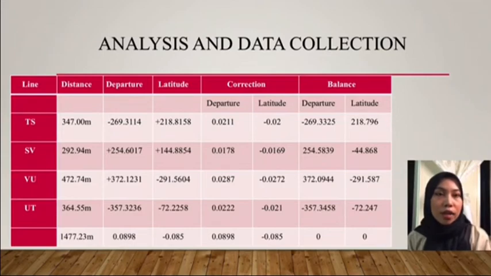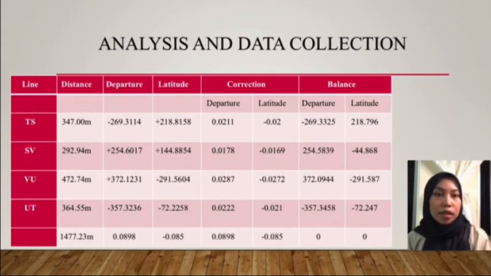And for the last one, line UT, distance 364.55 meters, departure negative 357.3236, latitude negative 72.2258. Correction for departure is 0.0222. Correction for latitude is negative 0.021. Balance for departure is negative 357.3458. And balance for latitude is negative 72.240.